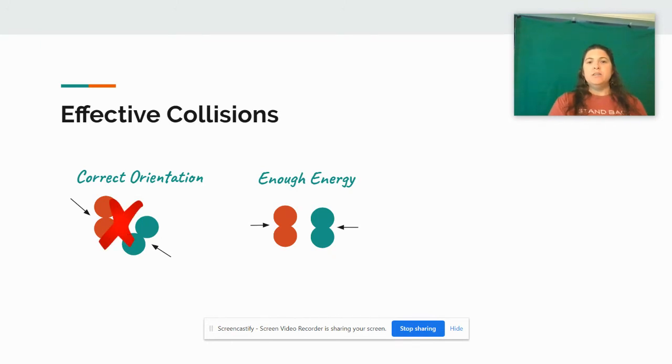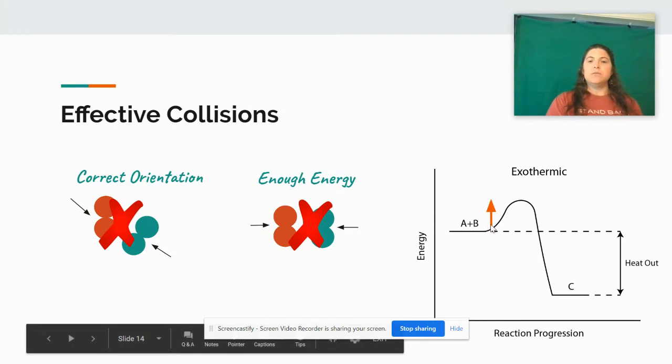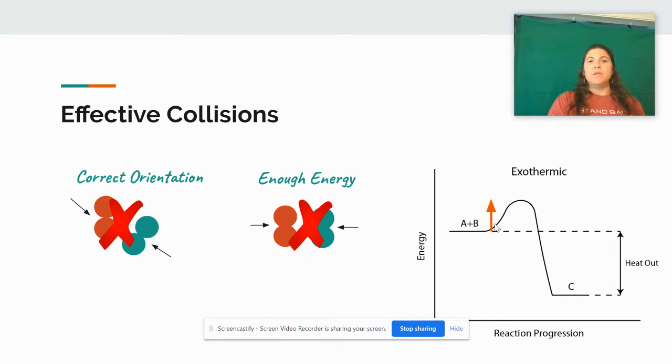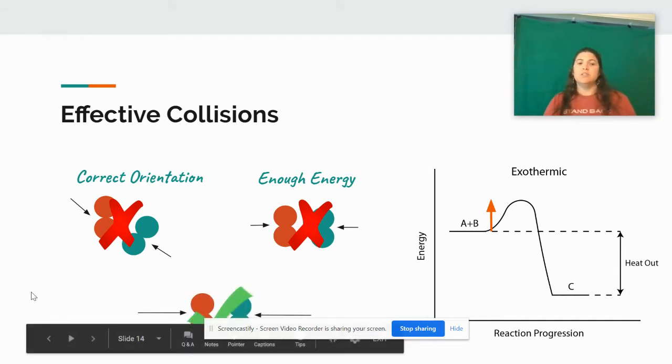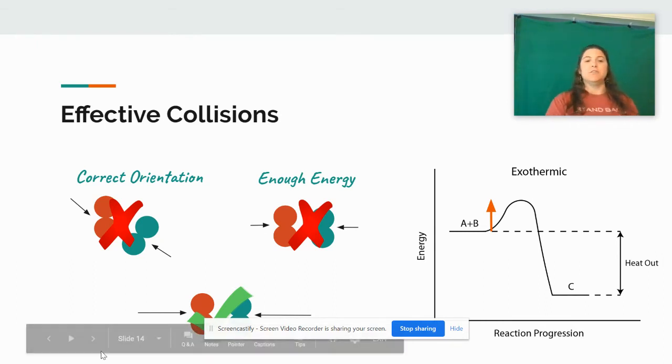Another way to think about it is if you look at the reaction energy diagram here, we have the energy of the reactants, the energy of the products, and then this little part right here is the activation energy. The reactants have to have enough energy to overcome this activation energy before they can react. So in order to get an effective collision, you have to have both the correct orientation and a sufficient amount of energy. In this case, the energy is denoted by the length of the arrows.